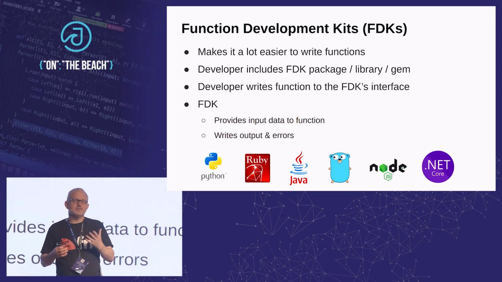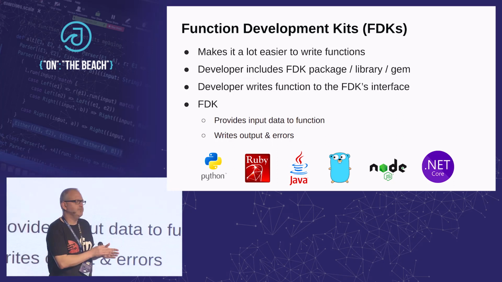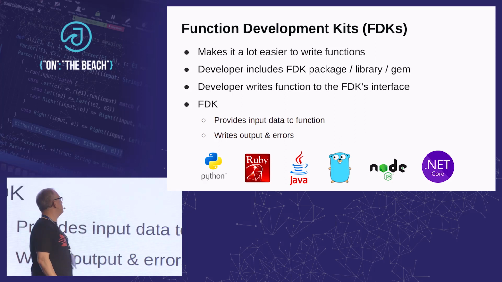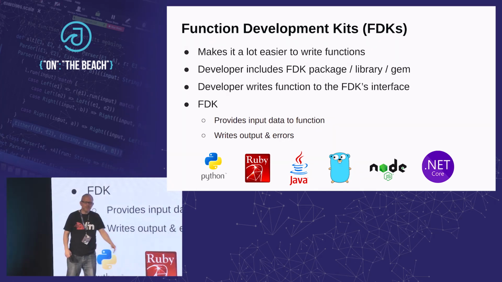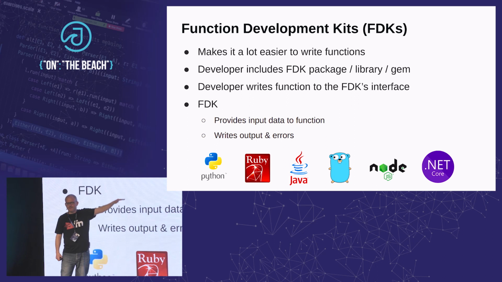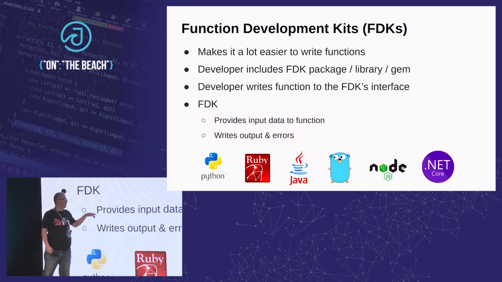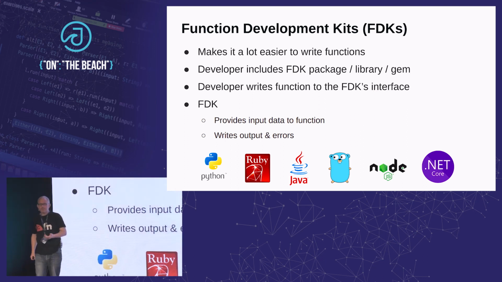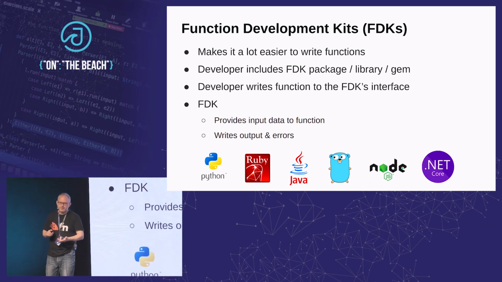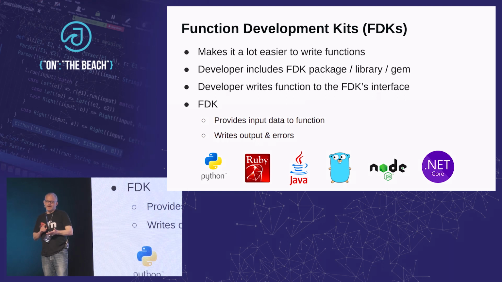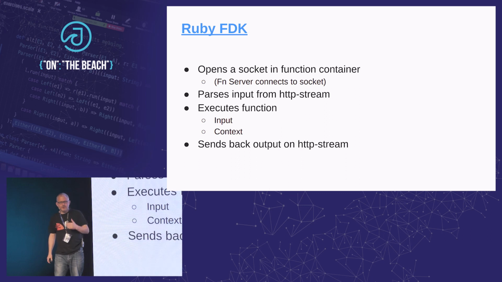FDKs, function development kits, make it much easier to write the functions because, as in the example, what you do is include the package or library or gem or whatever your language calls that kind of thing. You write your function against that interface, and the FDK is in charge of providing the input data to the function and writing out any output and errors. At the moment, we have FDKs as part of the project for Python, Ruby, Java, Node, and Go. .NET Core was recently added. And for my sins, I maintain the Ruby FDK.